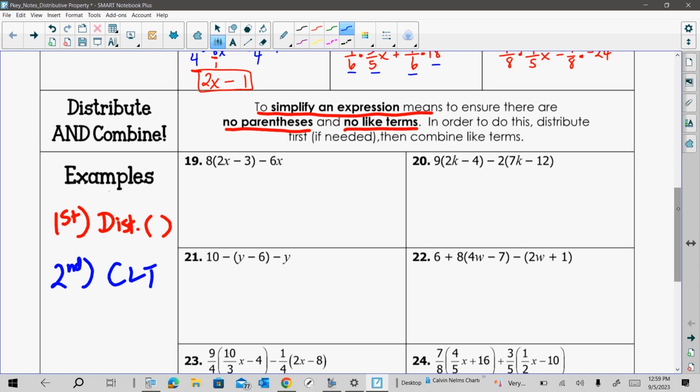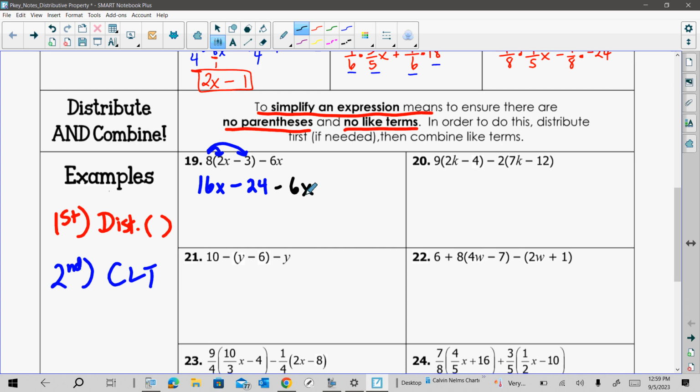Now, on the bottom here, guys, since you're distributing first, anywhere you see parentheses, you need to do that distributing first. So on 19, with the distributive property and the 8, this becomes 16x minus 24, and then we keep that minus 6x.